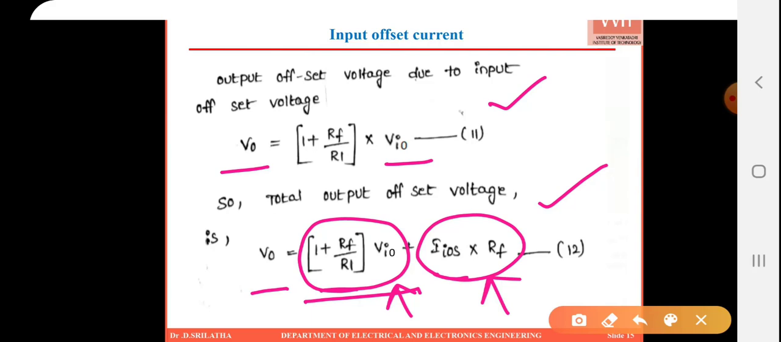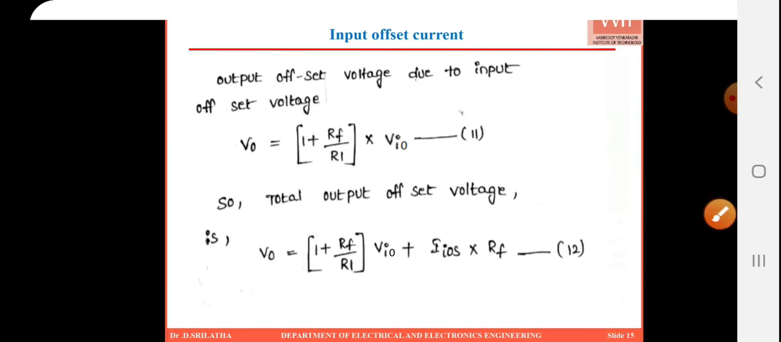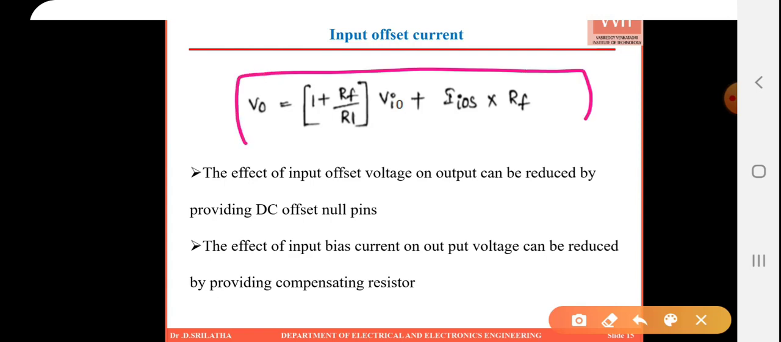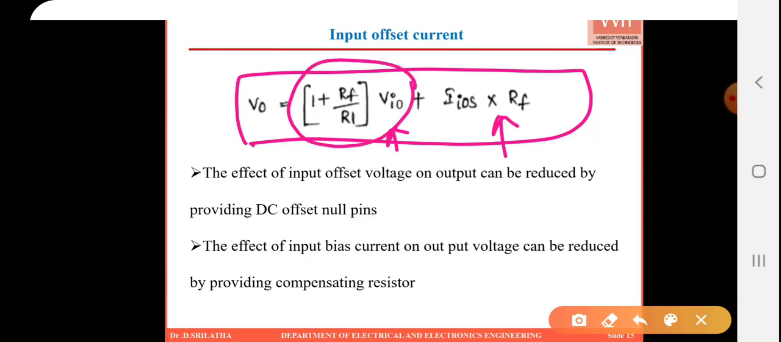This is the additional voltage appearing at the output of the operational amplifier whenever we are not applying any voltage at the input side. It may be either positive or negative, and it may be added to or subtracted from the actual output voltage when we apply an input at the op-amp terminals. So this is the final output offset voltage expression due to input offset voltage and input offset current. This is the unwanted voltage.